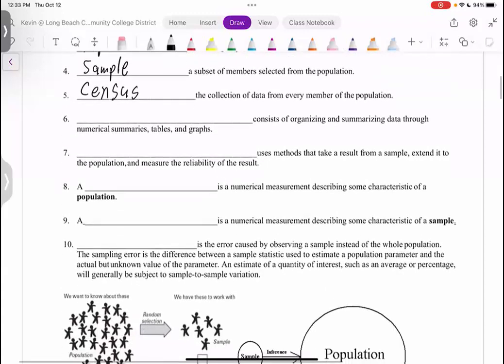For this class, we're going to study two types of statistics. The first type is called descriptive. And this consists of organizing and summarizing data through numerical summaries, tables, and graphs. For the first more than half of the course this semester, we will be doing only descriptive statistics. The good stuff starts in chapter 7 and 8 when we get to the inferential.